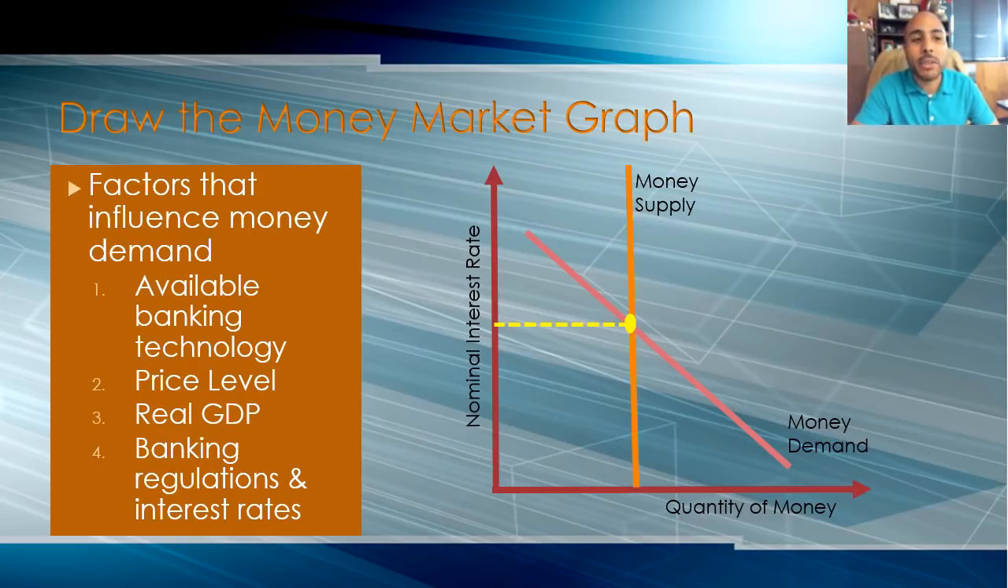And the last thing here is banking regulations and interest rates. Generally, if there are more banking regulations or if the interest rate is really high, there's less demand for money.